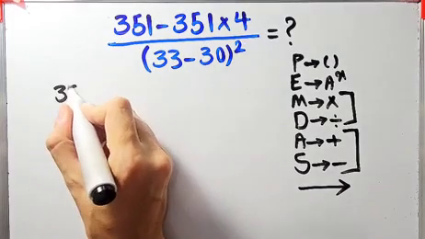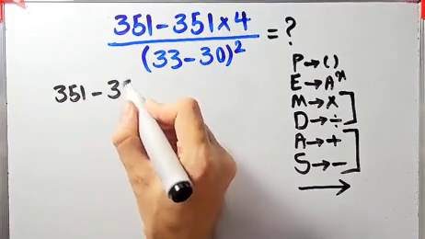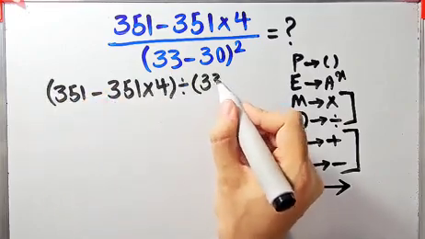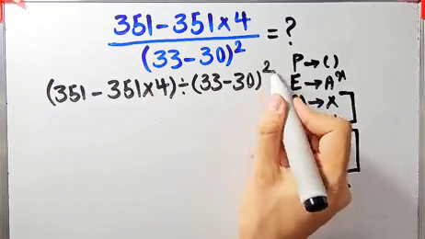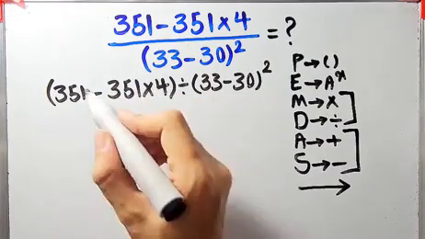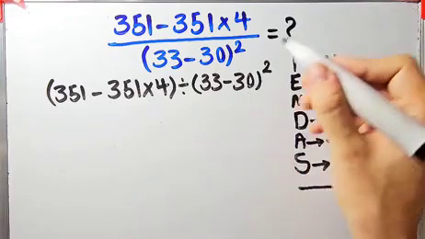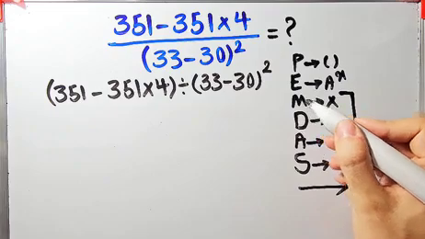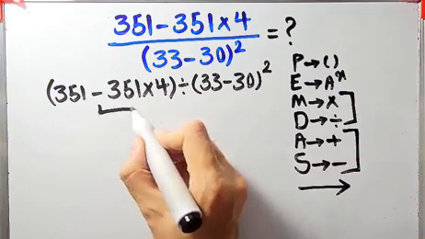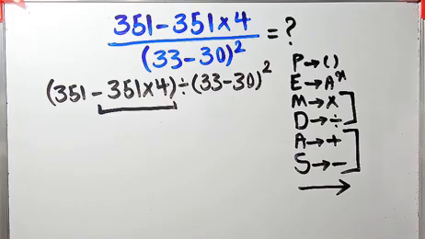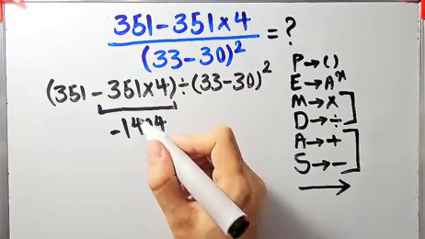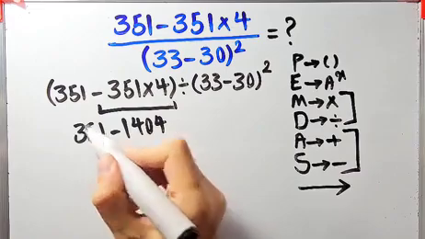We have 351 minus 351 times 4, then divided by open parentheses 33 minus 30 close parentheses, then all of them to the power of 2. First, we simplify these parentheses. Inside these parentheses, we have subtraction and multiplication. According to the PEMDAS rule, multiplication has higher priority than subtraction. So, first, we simplify this multiplication. Negative 351 times 4 equals negative 1404.